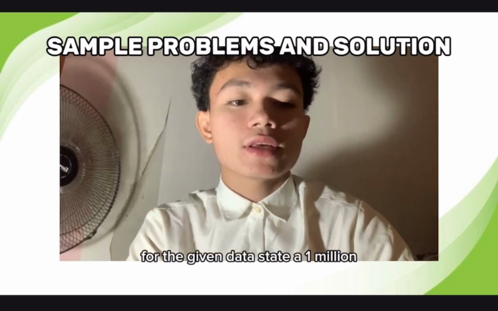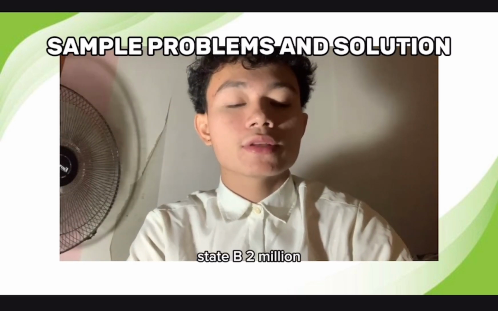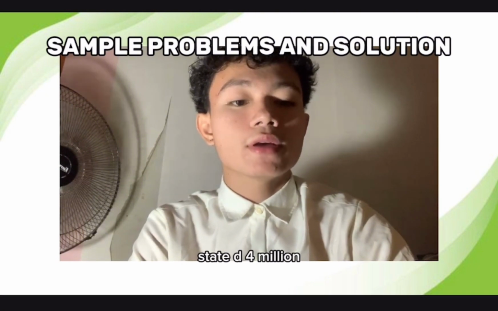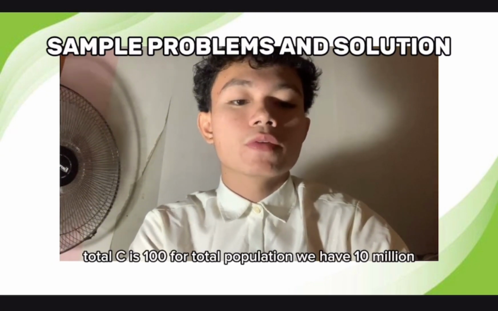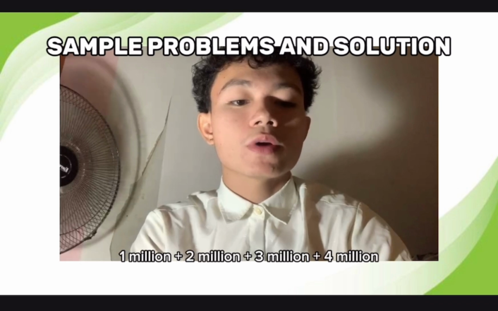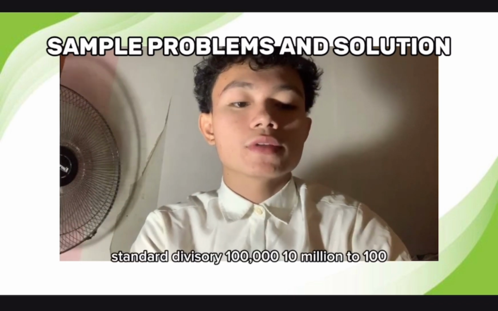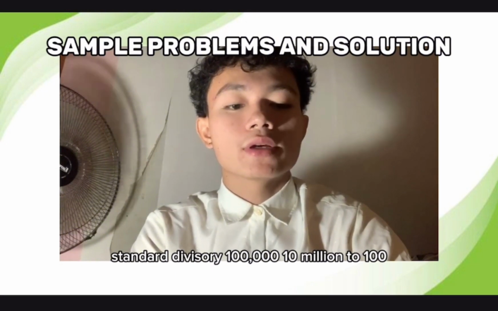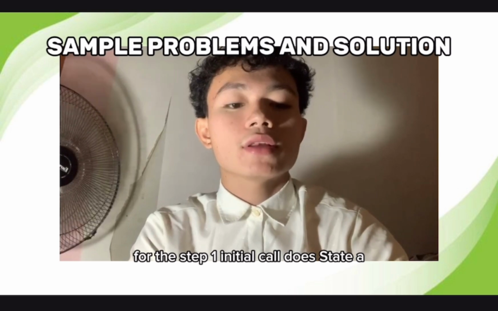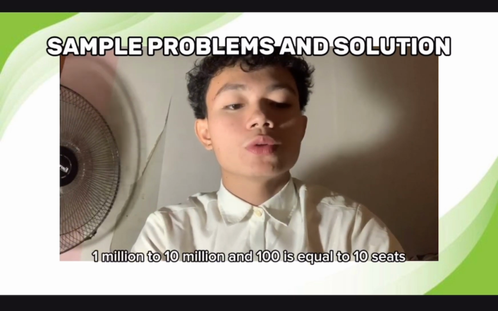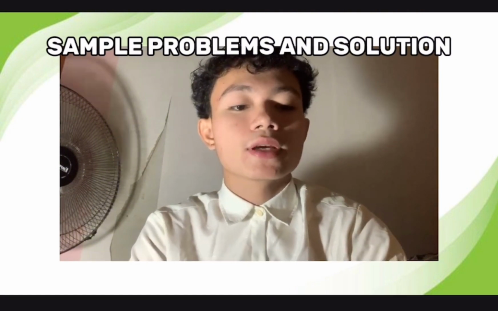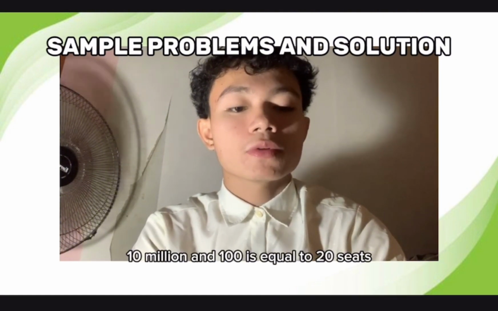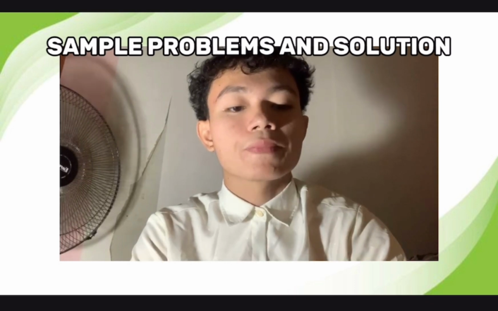For the given data: state A 1 million, state B 2 million, state C 3 million, state D 4 million, total seats 100. For total population, we have 10 million: 1 million plus 2 million plus 3 million plus 4 million. Standard divisor: 10 million divided by 100 is 100,000. For step 1, initial quotas: state A, 1 million divided by 100,000 is equal to 10 seats. State B, 2 million divided by 100,000 is equal to 20 seats.